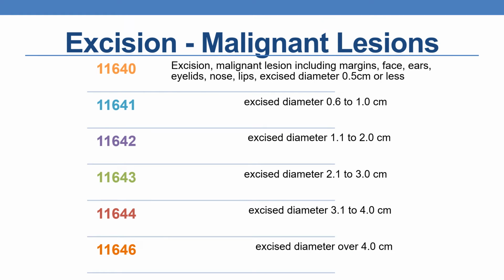Now coming to the next CPT, that is 11640, which is nothing but excision, malignant lesion including margins, face, ears, eyelids, nose, lips, excised diameter 0.4 centimeters or less. The next CPT is 11641, which is nothing but the excised diameter is 0.6 to 1 centimeter. The next is 11642. The excised diameter is 1.1 to 2 centimeters. The next is 11643. Here the excised diameter is 2.1 to 3 centimeters. The next is 11644. The excised diameter is 3.1 to 4 centimeters. The next is 11646. The excised diameter is over 4 centimeters.